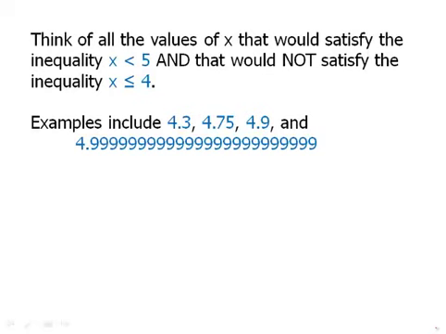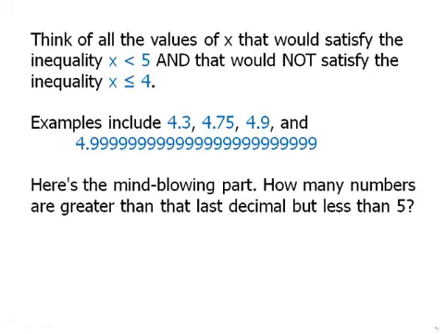So that's a very interesting one. Of course, that number is less than 5, and you might think, well, gee, it's awfully close to 5, and yes, it is close to 5. Here's the mind-blowing part, though. How many numbers are greater than that last number, but still less than 5? And the answer, the mind-blowing answer, is infinity.